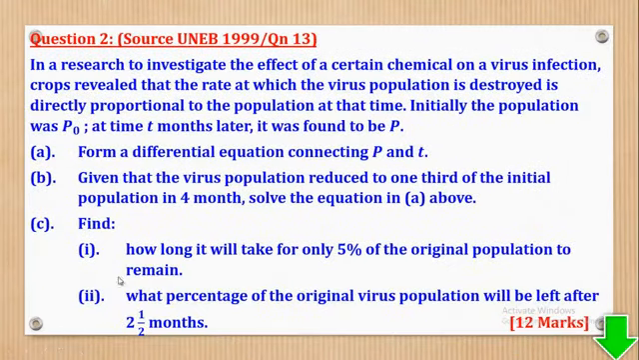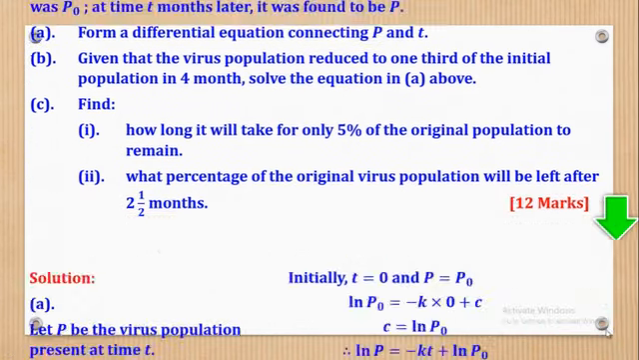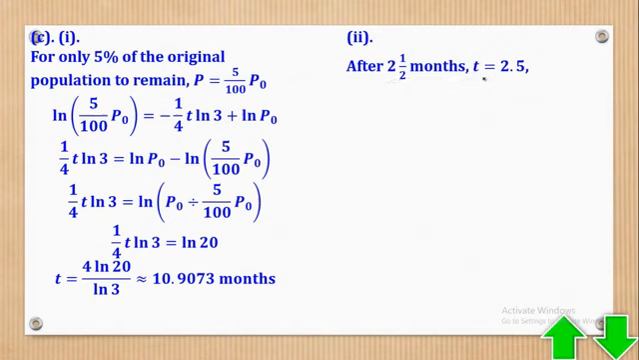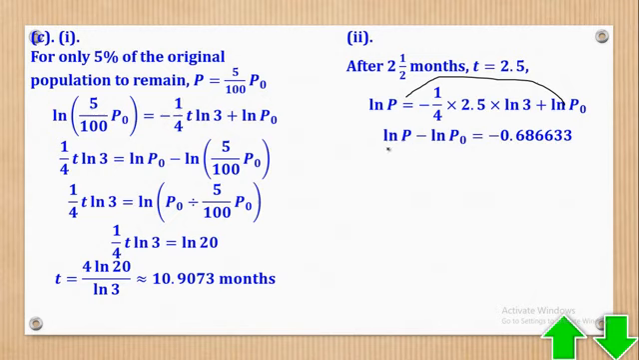So Roman 2, they wanted to find what percentage of the original virus population will be left after 2.5 months. So they're giving you the t, which is 2.5. So you come and say that after 2.5 months, t is equal to 2.5. You substitute for t and look for, they wanted the percentage, so we shall look for P over P naught. So take this one this side to come up with this, and the whole of this using a calculator gives you that.